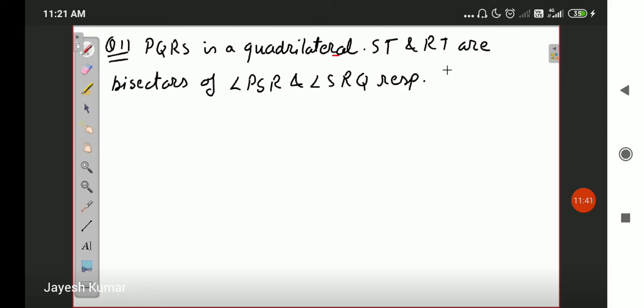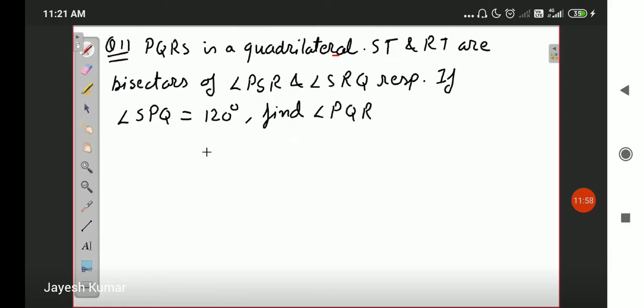If angle SPQ is equal to 120 degrees, you have to determine the value of angle PQR. We have to find angle PQR. Let us see in the diagram how it is.